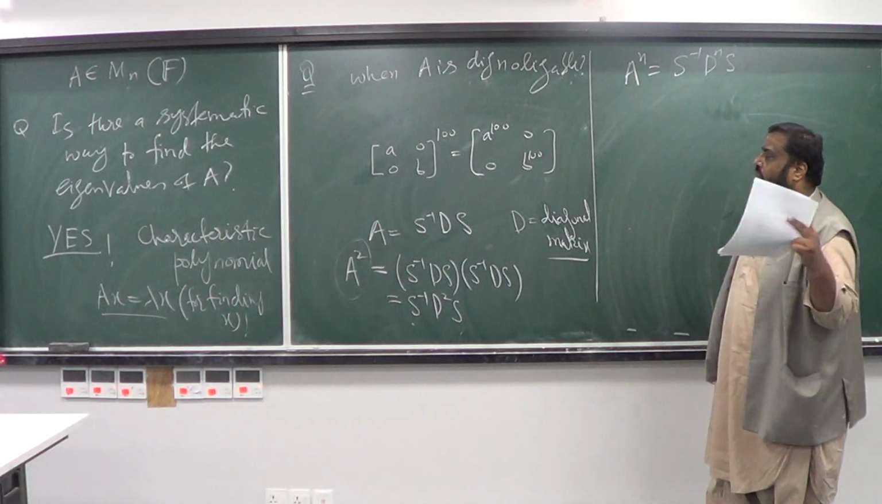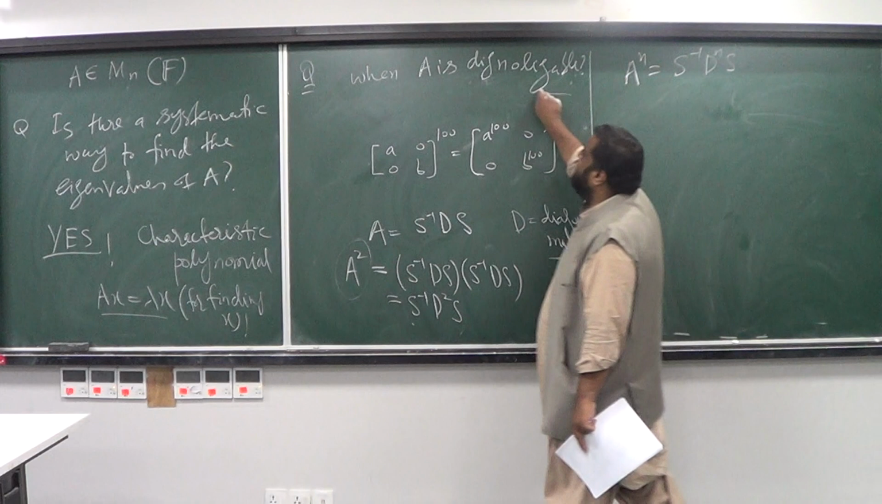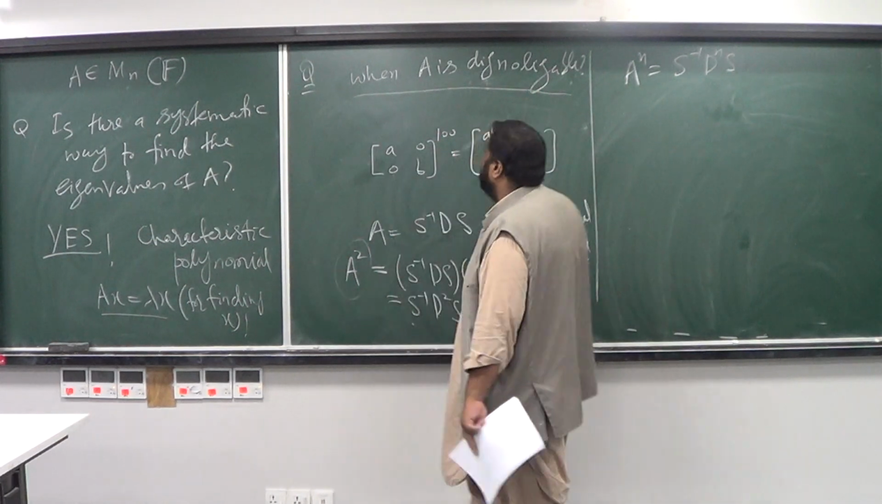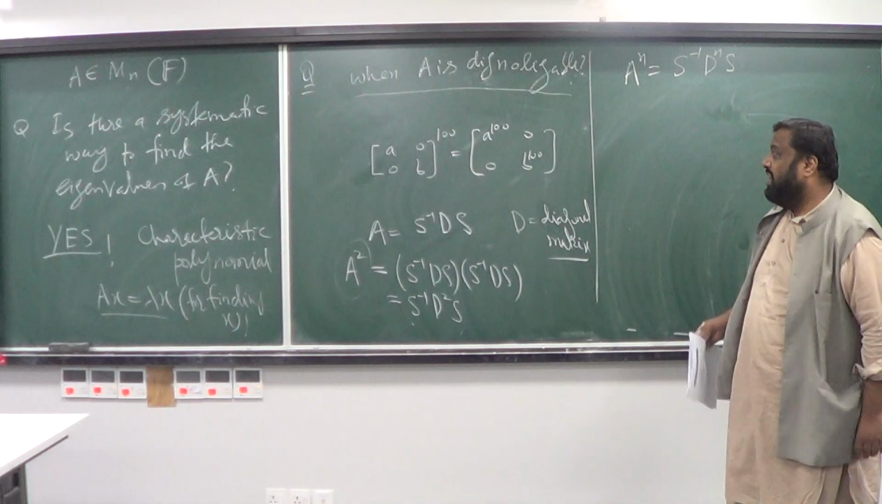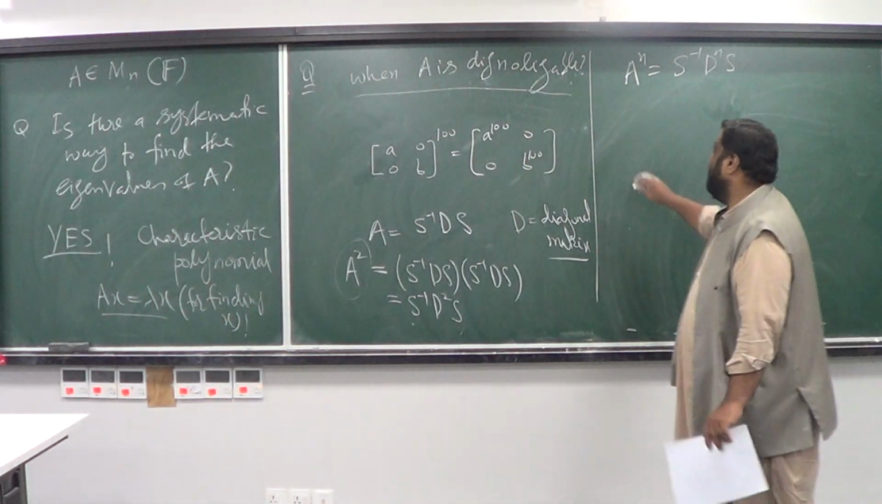So we're going to talk about when a matrix is diagonalizable and what some of the criteria for it are. This is going to be the next question that we would like to ask.